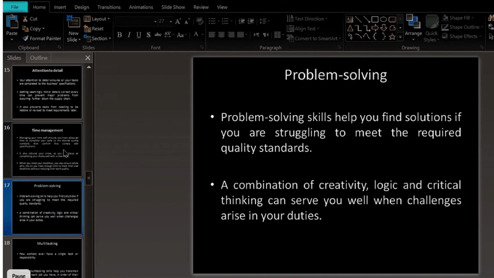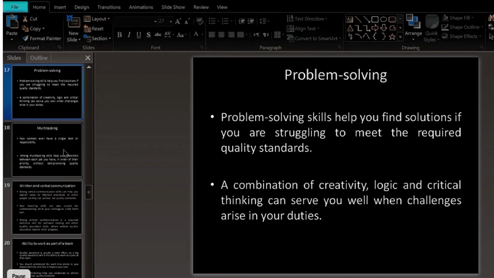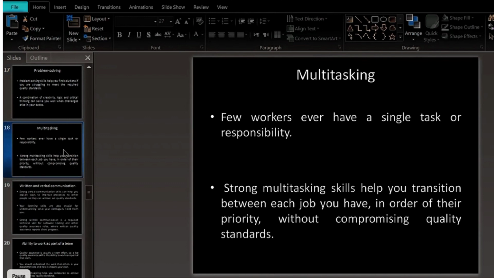Problem solving, मैंने कहा था कि quality assurance management is all about problem solving and yet can never be ignored. So problem solving skills help you find solutions if you are struggling to meet the required quality standards. A combination of creativity, number one, number two, logic, number three, critical thinking, can serve you well when challenges arise in your duties. So this is something very important in a way.